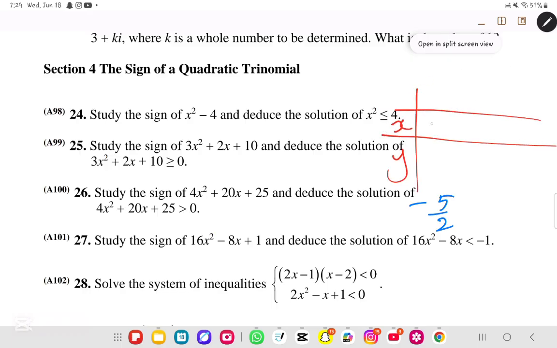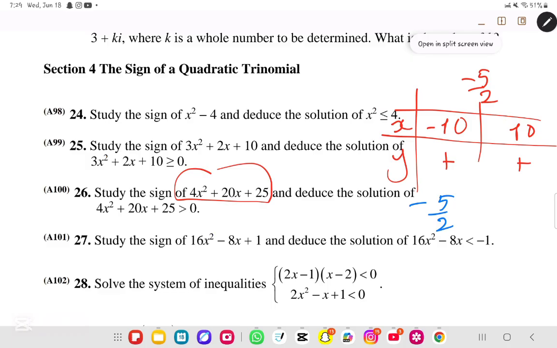Okay, so this is x, this is y. We have minus 5 over 2. Choose a number smaller than it, for example, minus 10, and a number greater than it, 10. Okay, and let's do the table of variation. You will substitute minus 10 and 10 in this equation over here. So 4 times minus 10 squared plus 20 times minus 10 plus 25, you will get a positive answer. But if you put plus 10 and not minus 10, you will also get a positive answer.